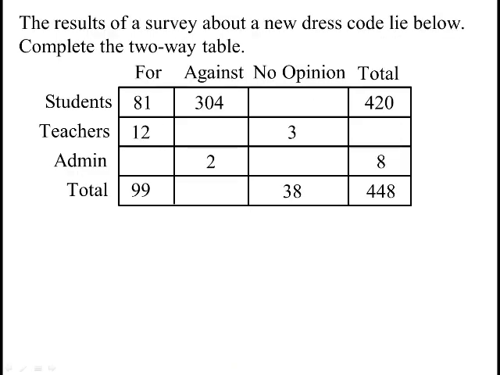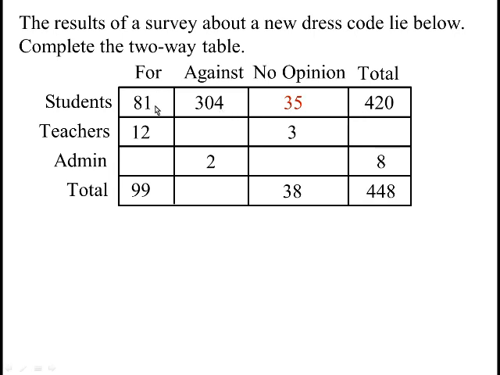So here we see a little bit larger two-way table, but it still has totals on the horizontal and the vertical. So it's no different, just a little bit bigger chart. I guess it's a survey about a dress code. Where should we start here? We could figure this out, this out. There's a lot of places you could start just figuring things out.